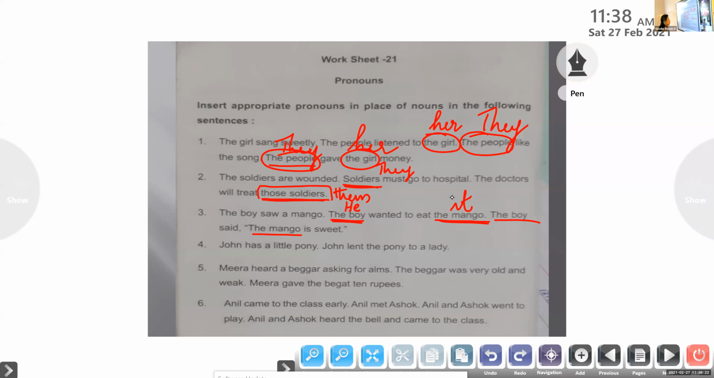For the boy again, what do we use? Which pronoun do we use? He. He, that's all. Then again the mango here. So what do we use there? It, that's all, children. Don't eat a thing too much.